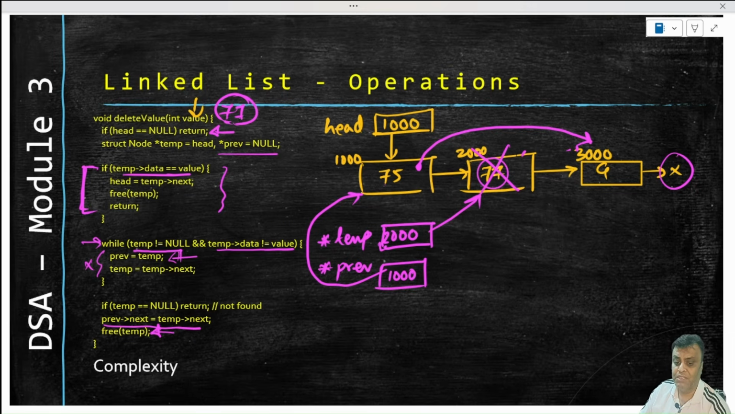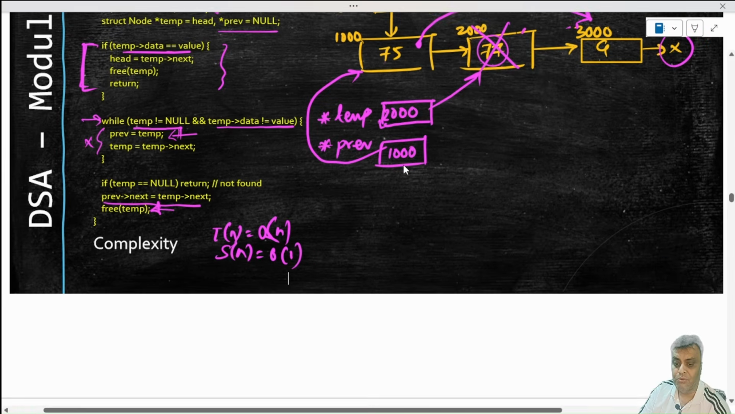And what is going to be the complexity? We have a loop here. You know by now, time complexity will be order of n. Space complexity will be order of 1. Right? So this is your delete by value.